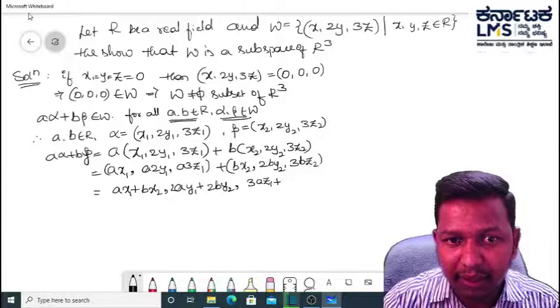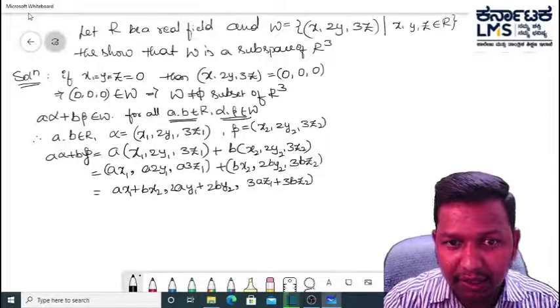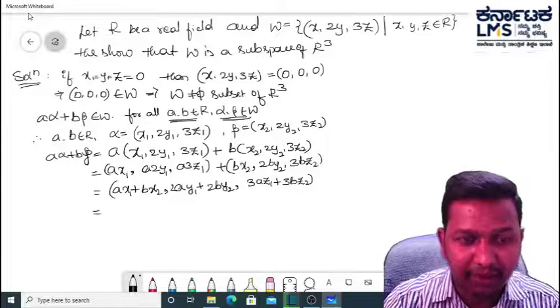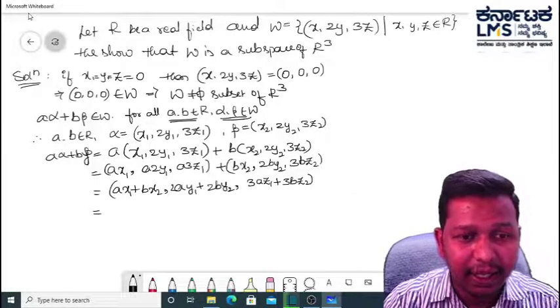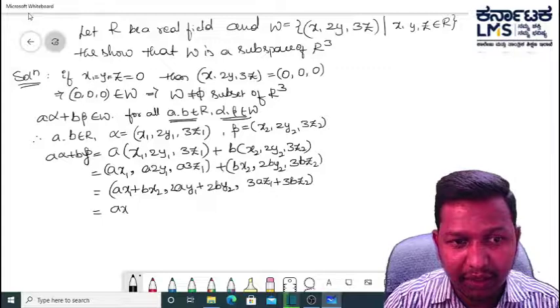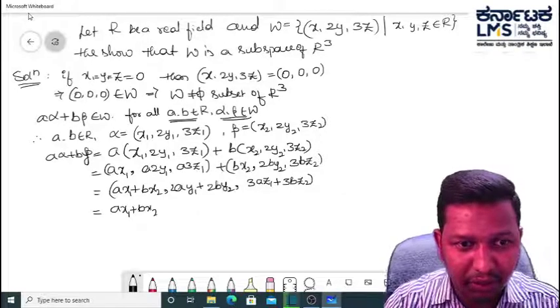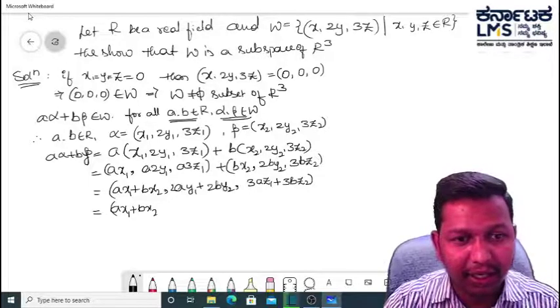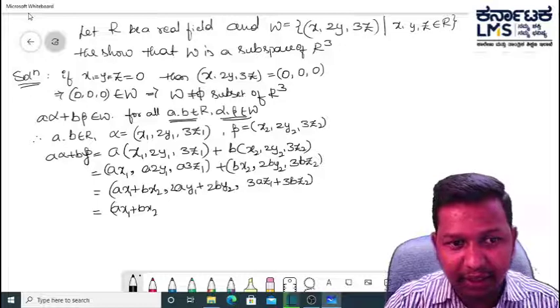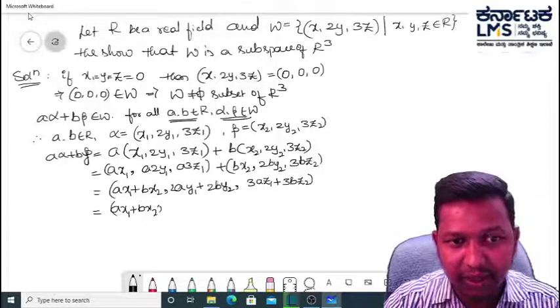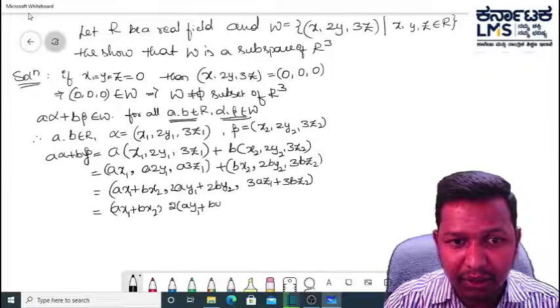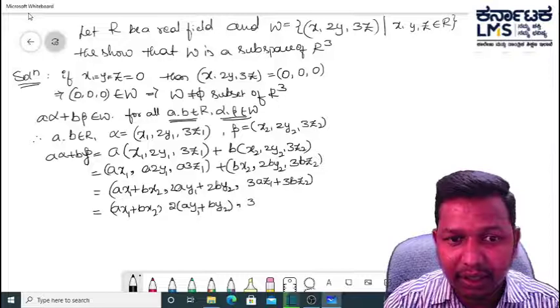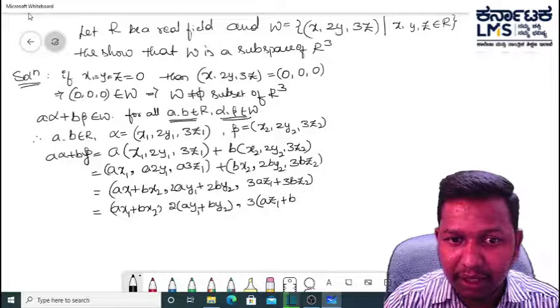3az1 plus 3bz2, which is equal to ax1 plus bx2. These are non-zero elements of R, because if a, b not equal to 0 and x1, x2 not equal to 0, then ax1 plus bx1 is also non-zero, plus 2 times of ay1 plus by2 comma 3 times of az1 plus bz2.